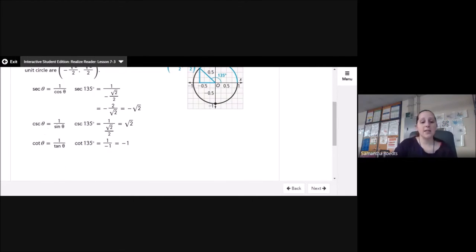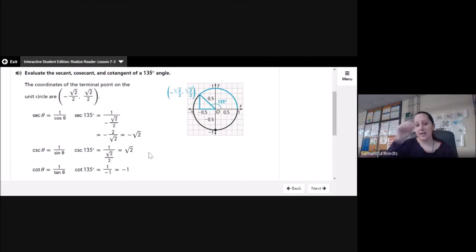Okay. For cosecant, theta equals 1 over sine theta. So cosecant of 135 degrees equals 1 over square root of 2 over 2, which equals the square root of 2. And then cotangent equals 1 over tangent theta. So cotangent of 135 equals 1 over -1, and that equals -1. We found the tangent by taking the sine divided by the cosine.